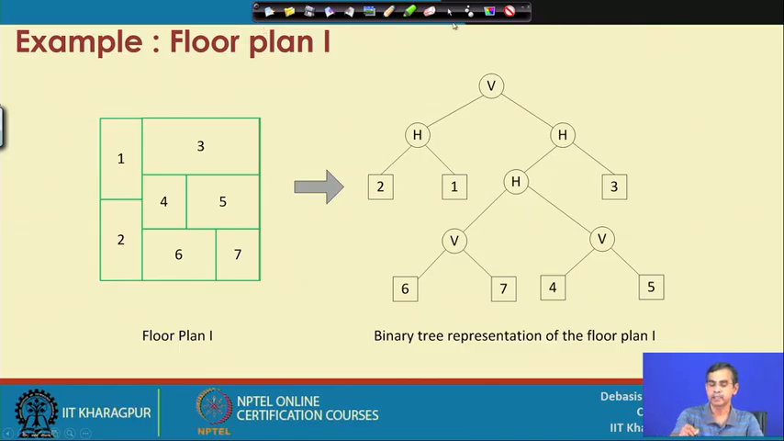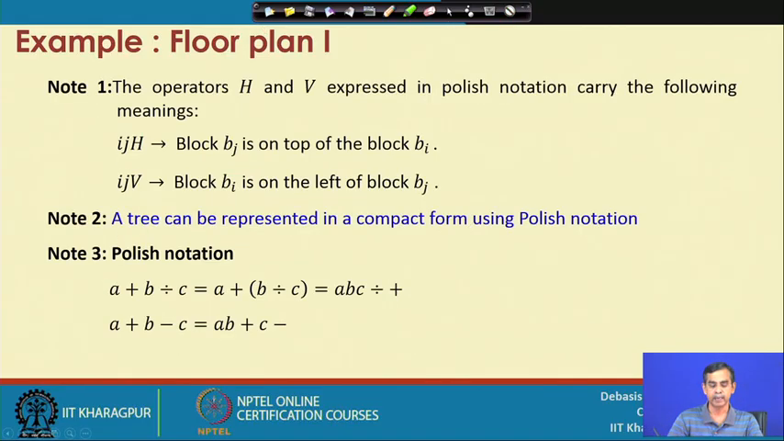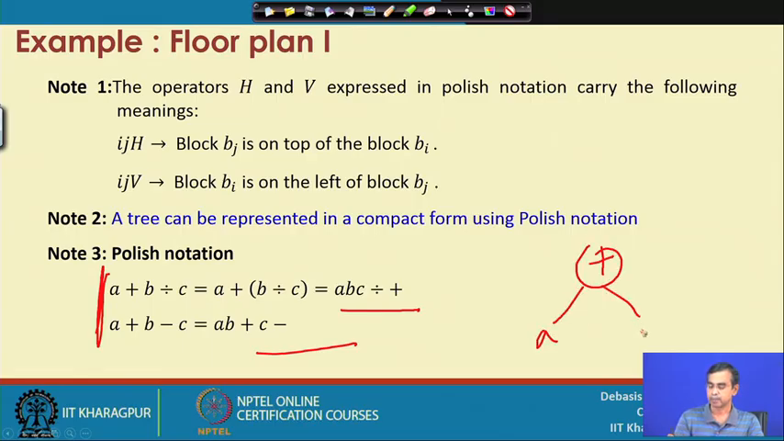Now, as a few more examples, if different floor plans are given to you, we will be able to represent them, and that tree can be represented using the different traversals that we have discussed: in order, post order and pre order. Specifically, one particular order is used, that is called the post order traversal. Post order traversal can be expressed in this form. For example, A plus B divided by C is basically A B plus then C, and so on.